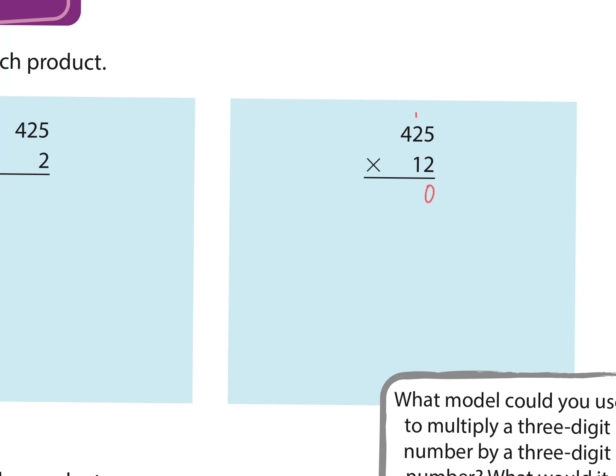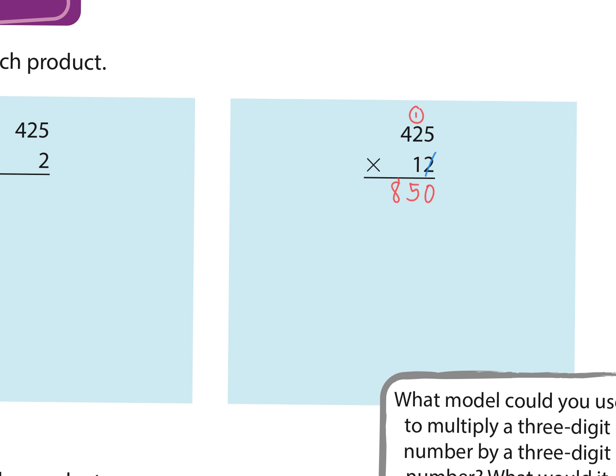Record myself. 2 times 5 is 10. I carry my 1. 2 times 2 is 4 plus the 1 that I carried. That makes 5. And then 2 times 4 is 8. So that's my first partial product. Because it's a 2-digit number, I should have 2 partial products.